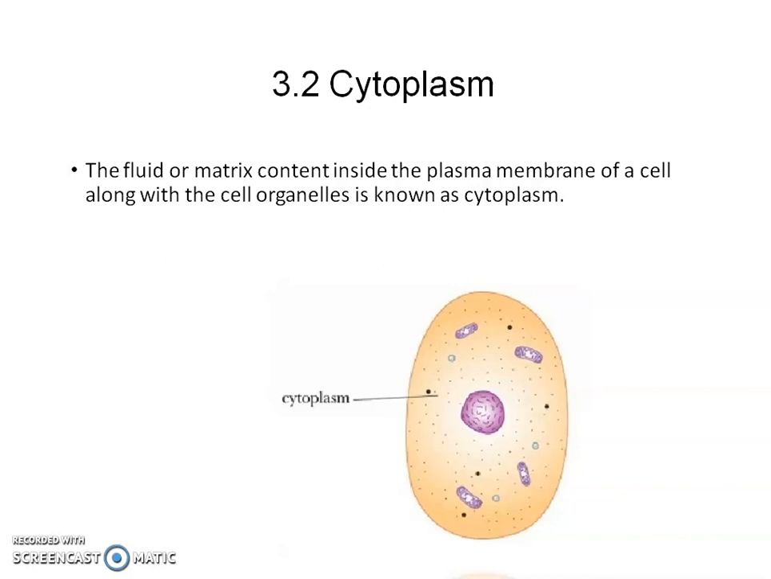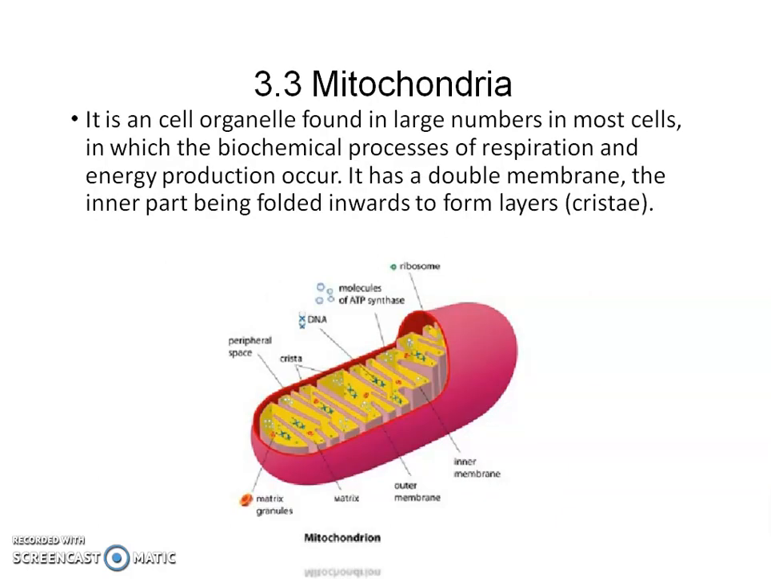Then come to the cytoplasm. The fluid or the matrix content inside the plasma membrane of the cell, the fluid present inside the cell membrane, is called the cytoplasm. Inside this cytoplasm only all the organelles are floating. So the first organelle we will read about is mitochondria.